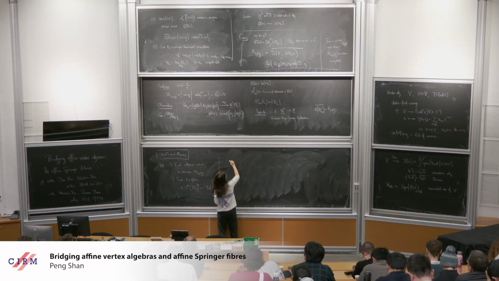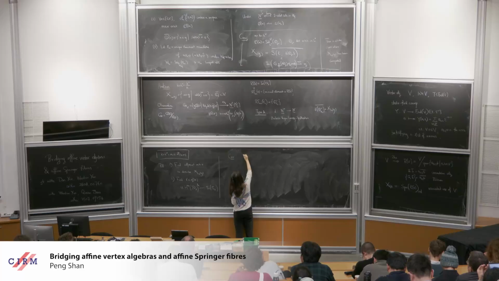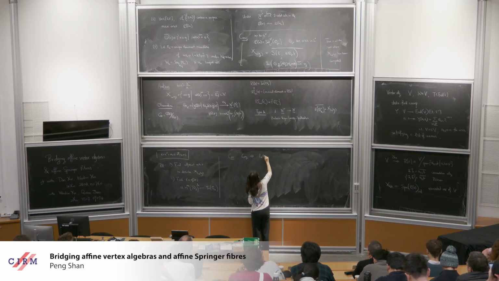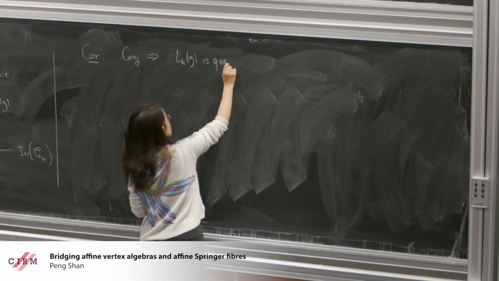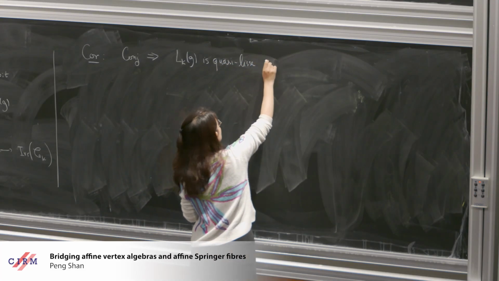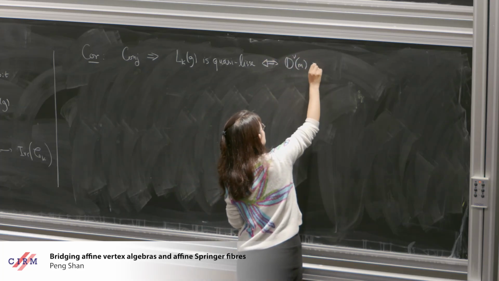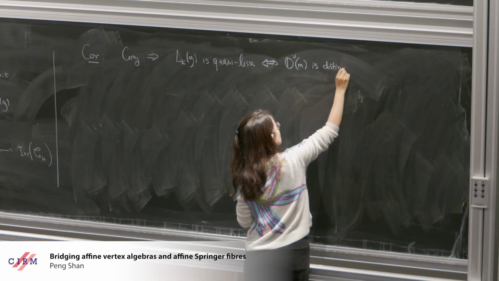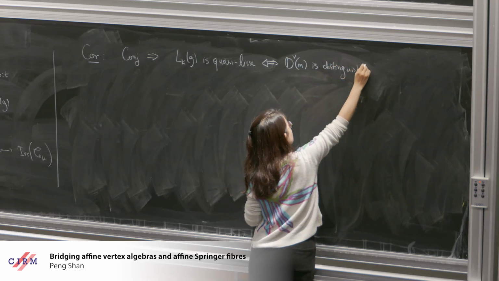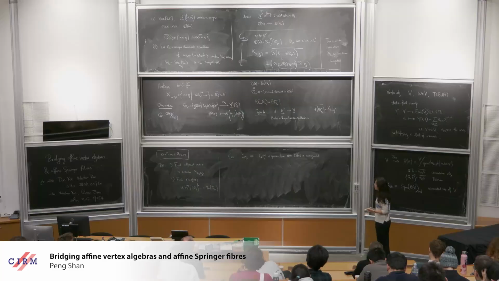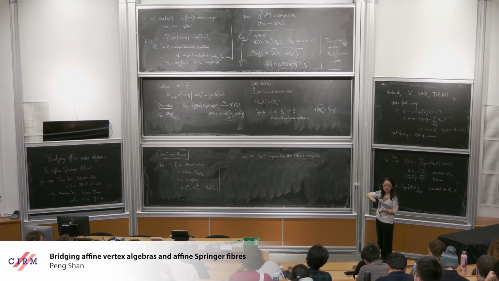A corollary is that if this conjecture is true, then the conjecture implies that LKG is quasi-lisse if and only if this orbit O check M is distinguished itself. If it's not distinguished, then the center of the Levi will contain some torus part, and that could never be. So you wouldn't get any finiteness condition.